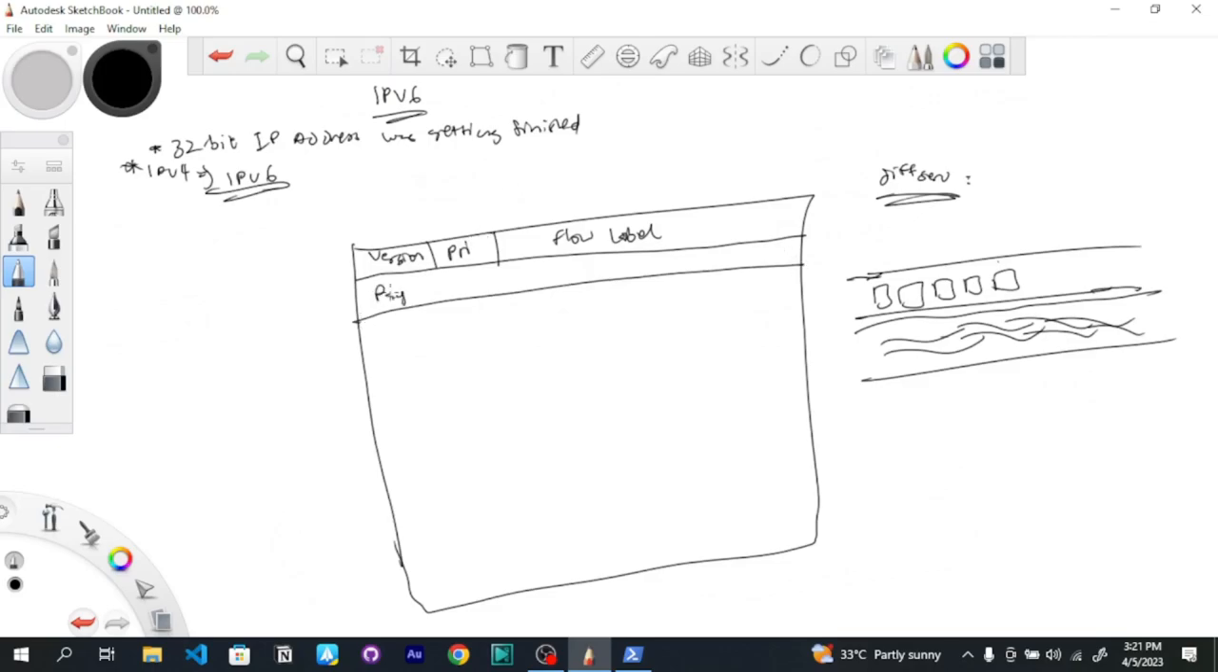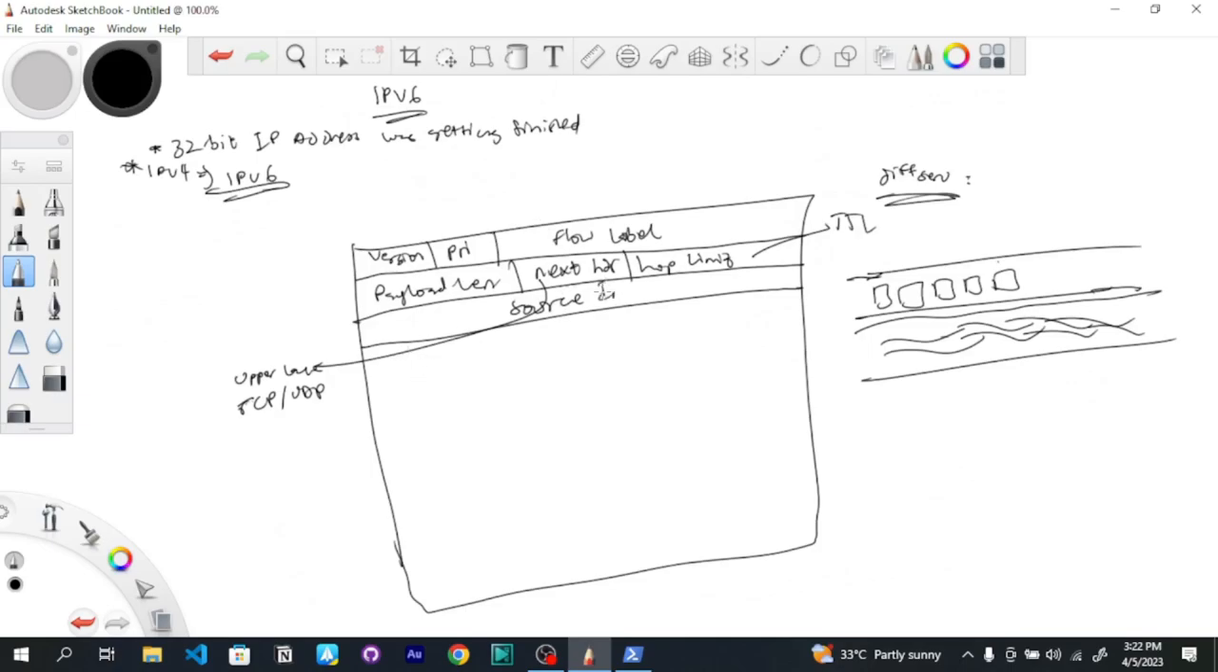This is the length of your payload, the total length. This is your next header, which is the same as your upper layer field. It says whether it's TCP or UDP, basically. This is the hop limit, which does the same work as your time to live field. This is the source address. There's no fragmentation, no flags. This is it.